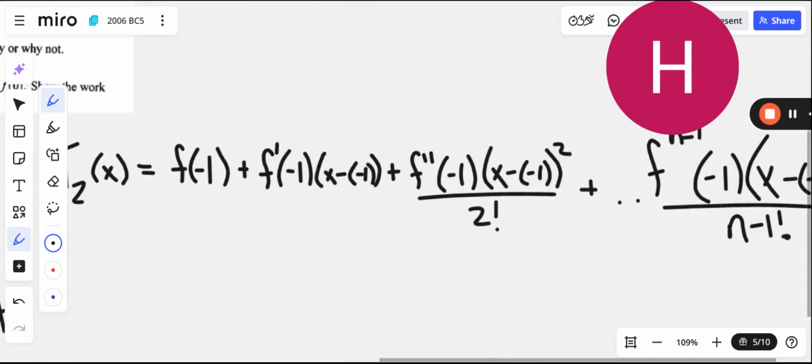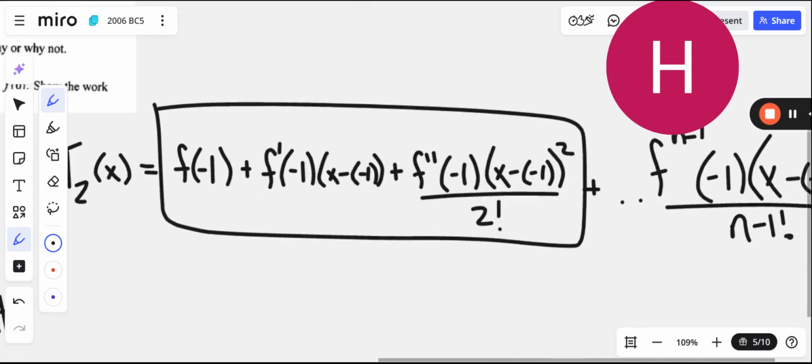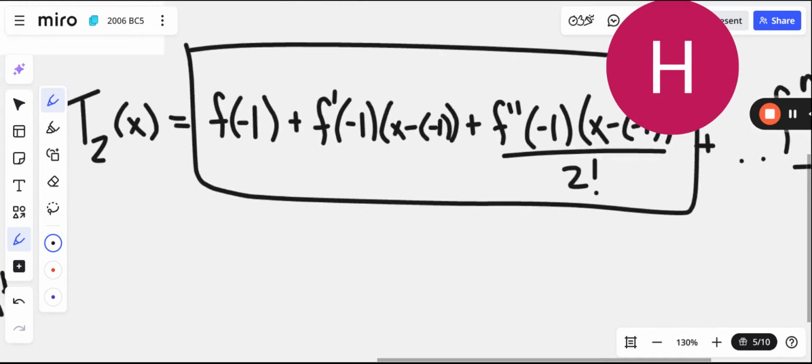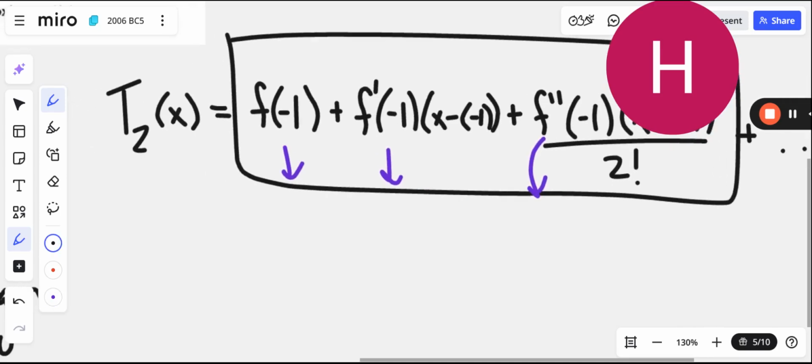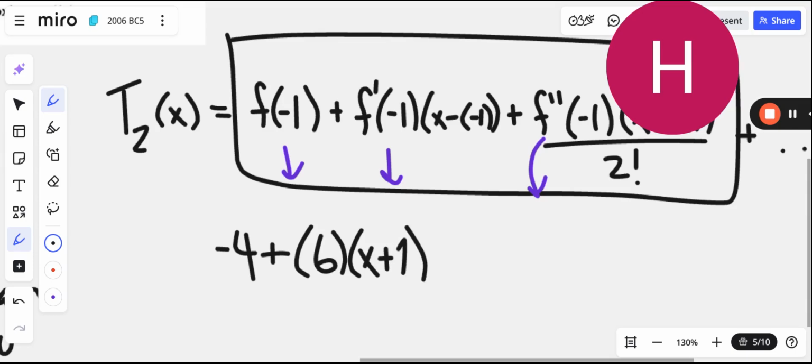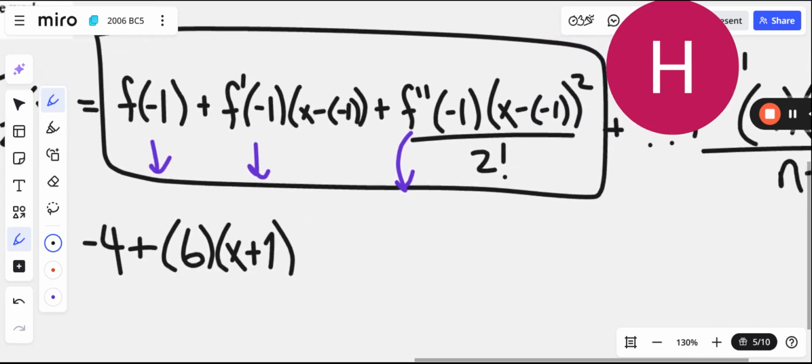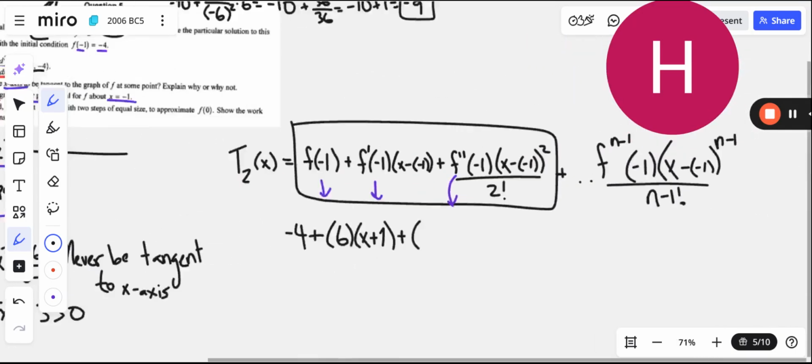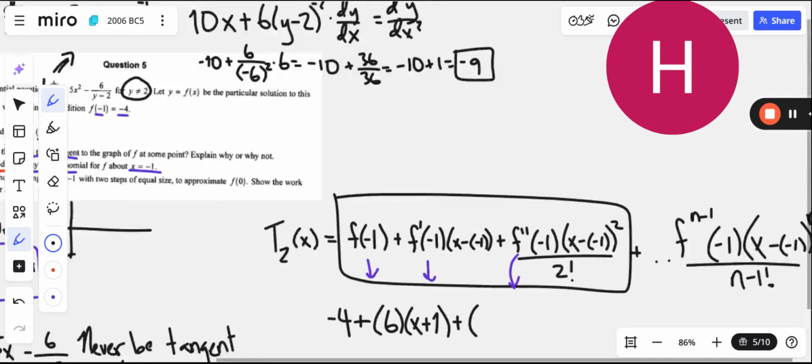We only need the second degree portions, which we have most of the information for, don't we? We have that. We have that. We even have that. We calculated those in part A. So this is -4 plus 6 times (x plus 1), plus, I think this one was a -9, was it not? Yeah, there it is.